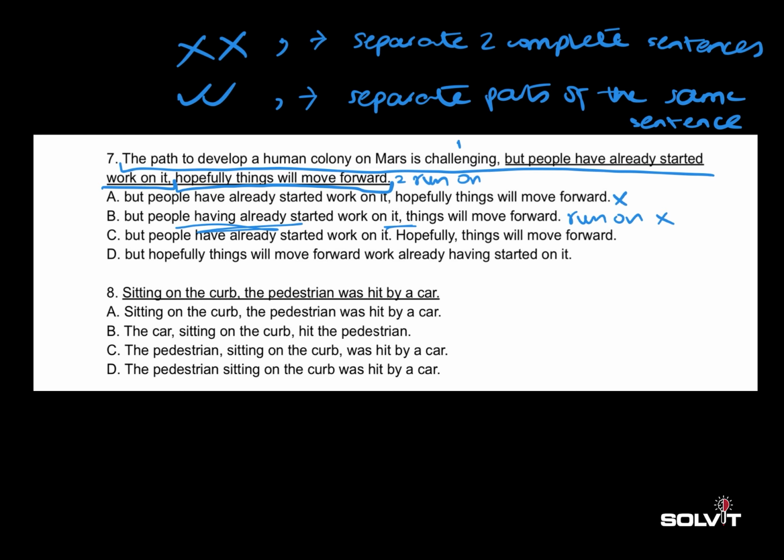Option C, but people have already started work on it, full stop. Hopefully, comma, things will move forward. Now, what have they done over here? They have separated the two sentences by putting a full stop between them, okay? And that's correct. Also, another thing to notice over here, like I told you before, there are some words that always have a comma after them, like however and therefore. It's the same for hopefully.